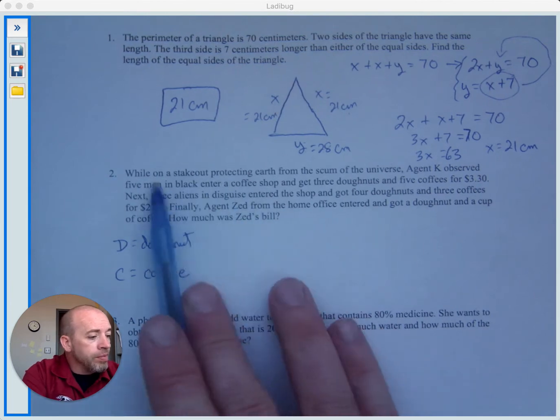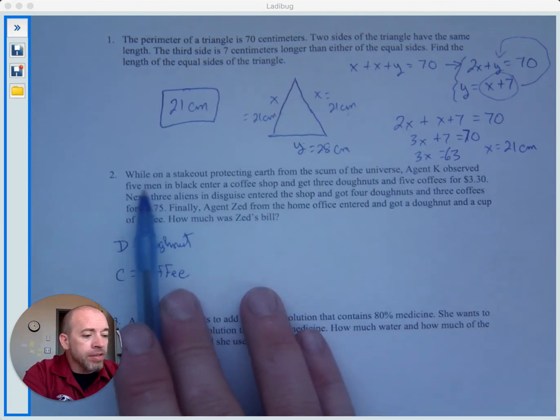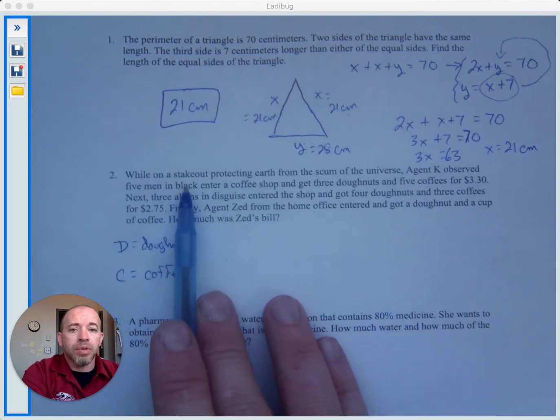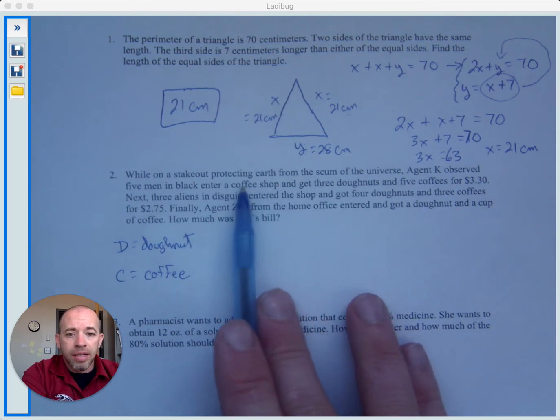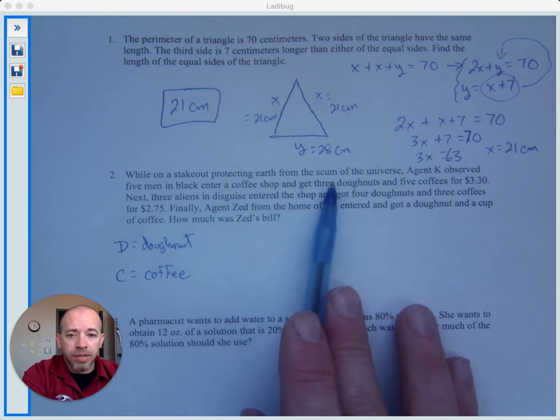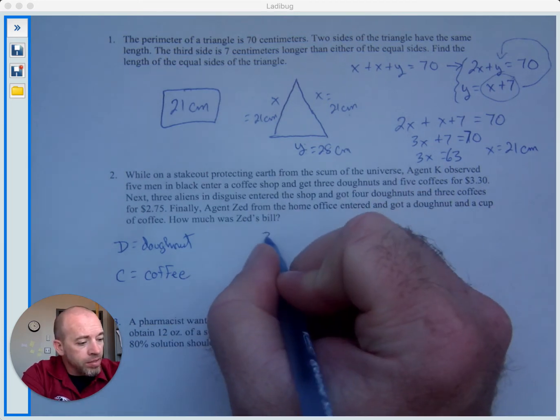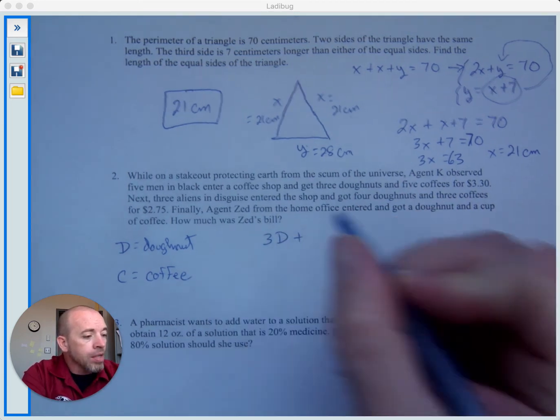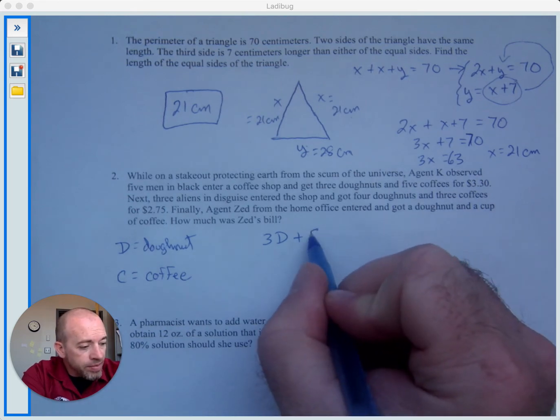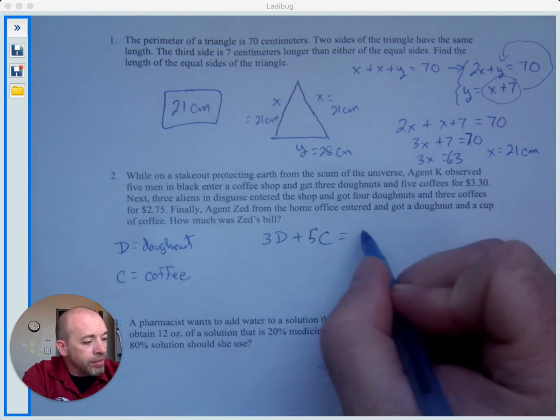Well, this first information here, it doesn't matter that there are 5 men in black. Not really. We just want to know how the prices are related. So we get 3 donuts, right? So this equation, 3 donuts, 3 times the donut cost, plus 5 coffees, 5 times the coffee cost, should equal $3.30.